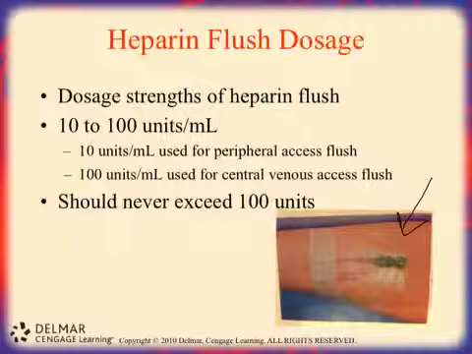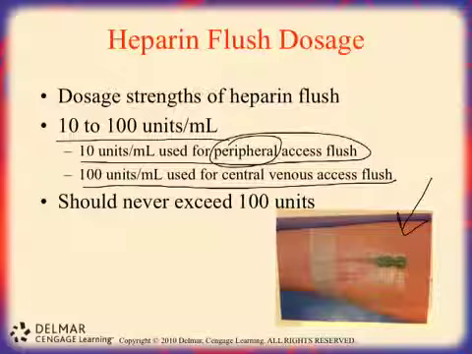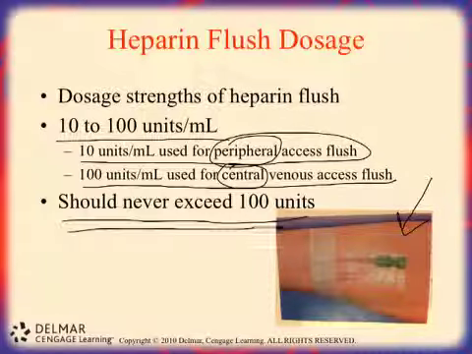Typically, it is 10 to 100 units per ml. 10 units per ml are used for peripheral access flush. You should know what that is, peripheral being in a peripheral vein. 100 units are used for central venous access flush. Our central lines are going to be in the larger veins, such as the jugular vein, and the end of those central lines are right at the superior vena cava. These should never exceed 100 units.